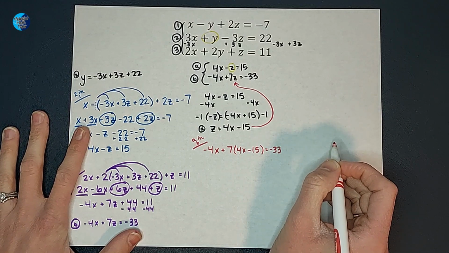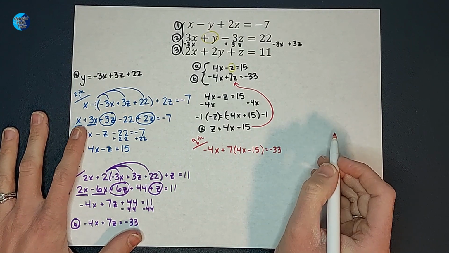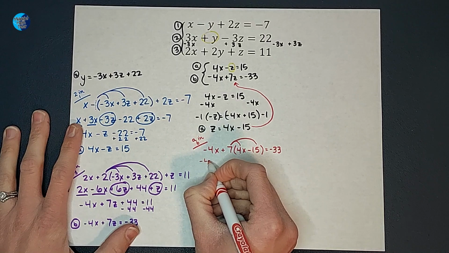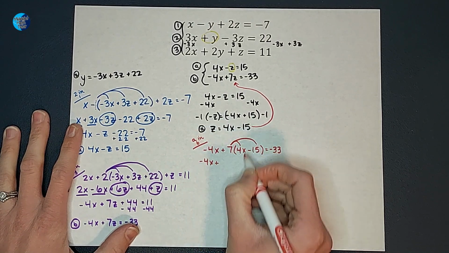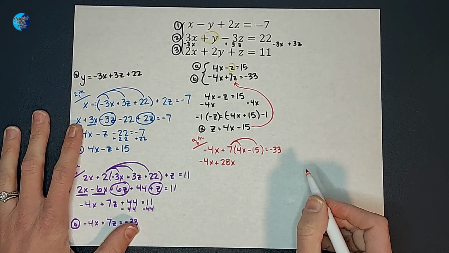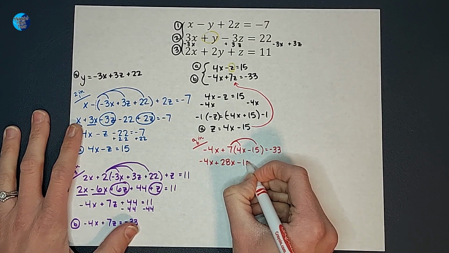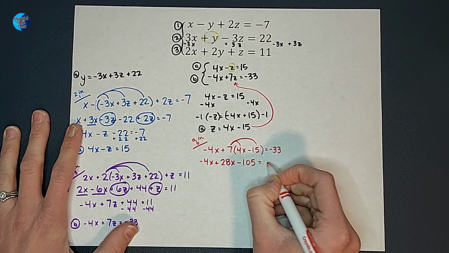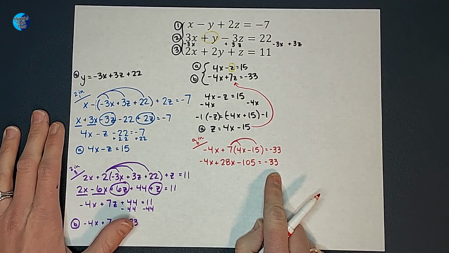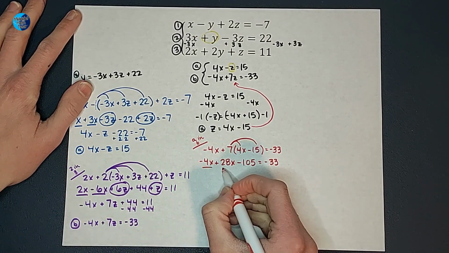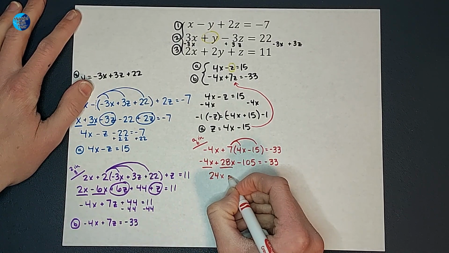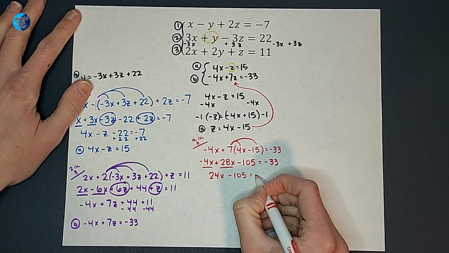Guys, if this feels like a lot, we're almost to what x equals, okay? So what I'm going to do first, I'm going to distribute this 7 in. So I get negative 4x plus 7 times 4x is 28x. And 7 times a negative 15 is negative 105. I did that with a calculator earlier. I didn't just do that in my head, but we could pretend I did. And that equals negative 33. All right, combining like terms, I've got negative 4x and 28x, which will give me 24x minus 105 equals negative 33.